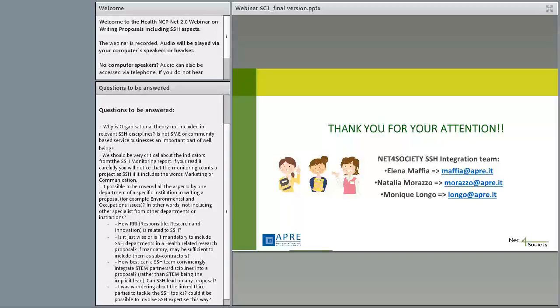Okay, so then there's a question on how to integrate SSH expertise, and people are thinking to use linked third parties to tackle SSH topics. What do you think about this?